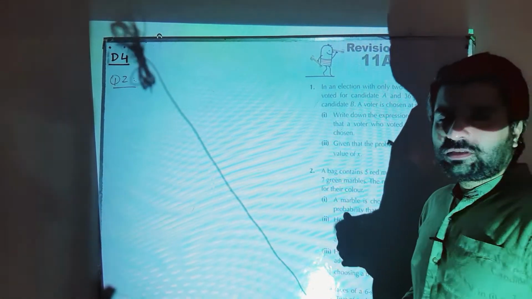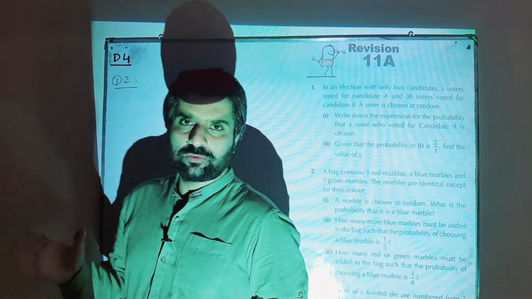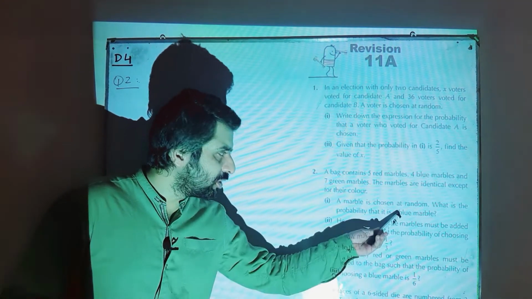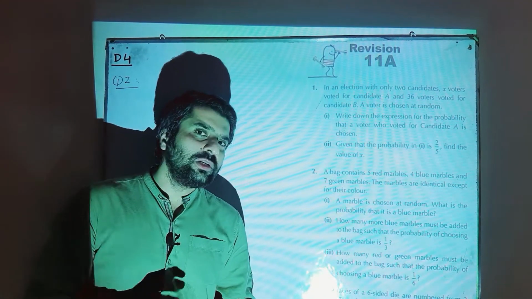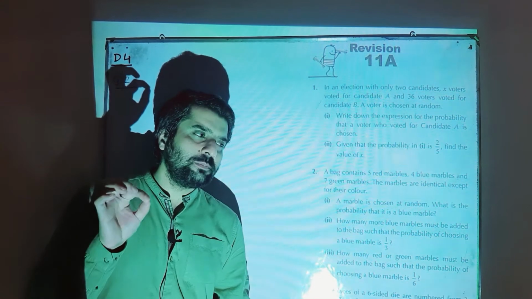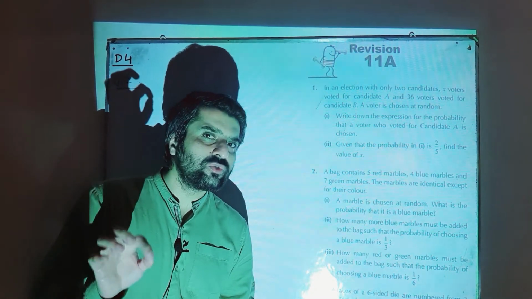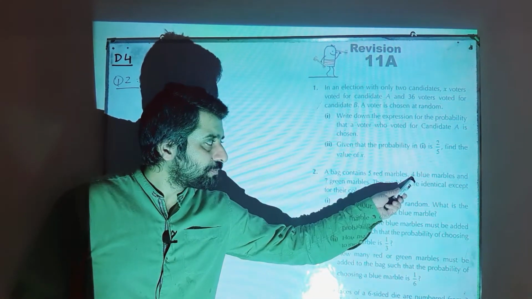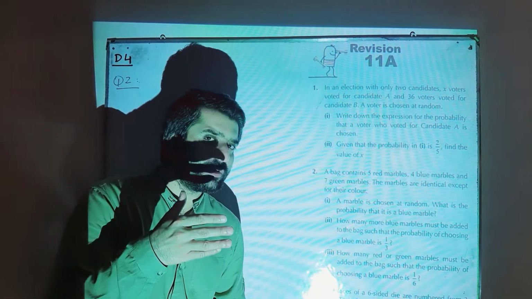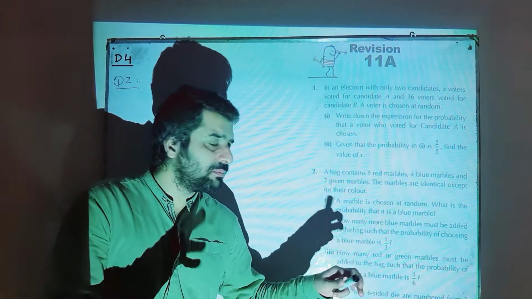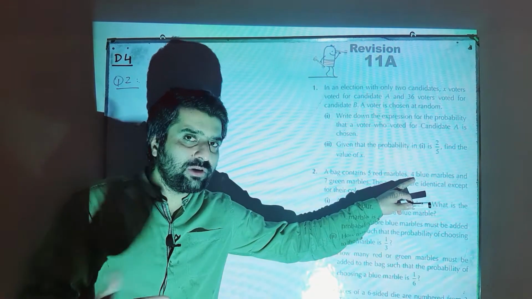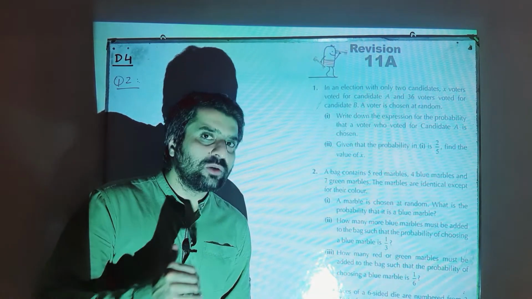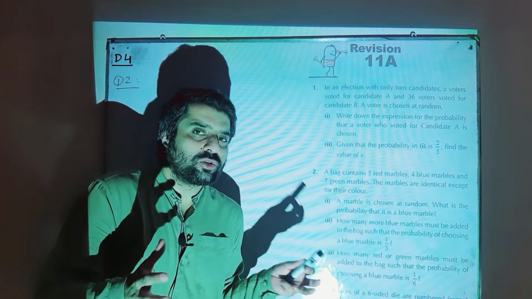Well, right now we're talking about a blue marble. So the probability that you choose a blue marble is basically the number of chances of choosing a blue marble. Well, that is the number of blue marbles, 4. So the number of favorable outcomes is basically the number of blue marbles we have, that is 4, divided by the total number of outcomes, meaning the total number of marbles.